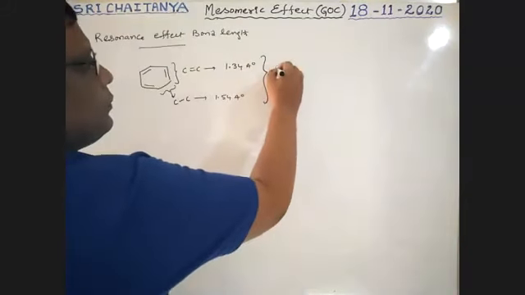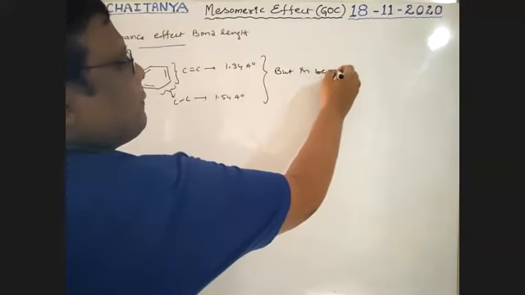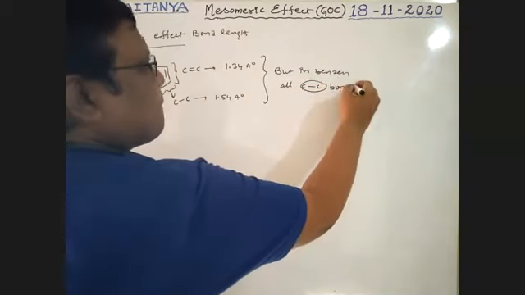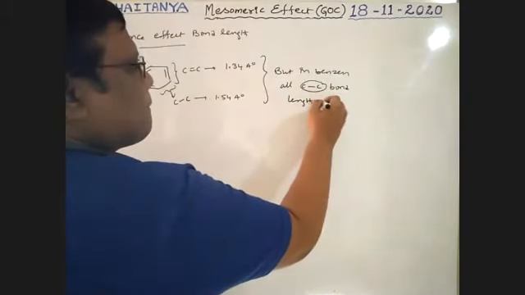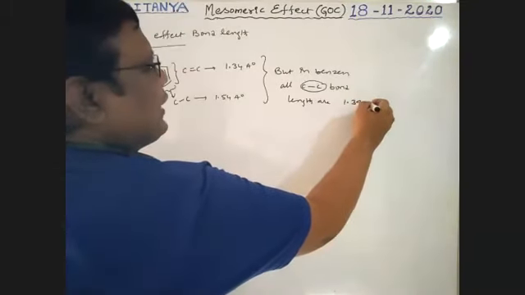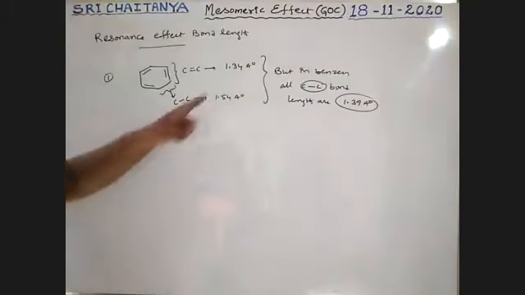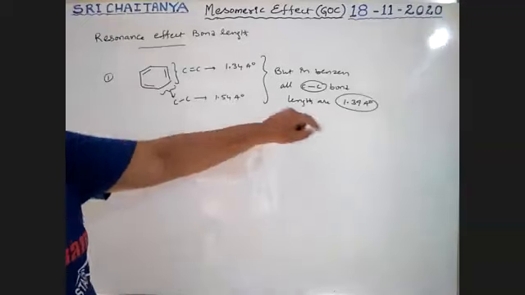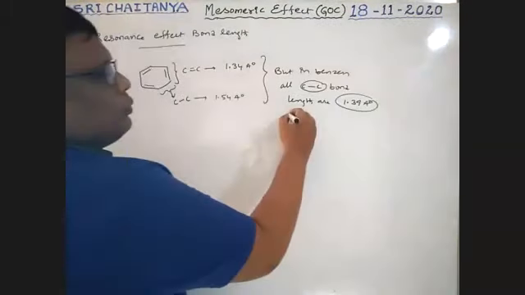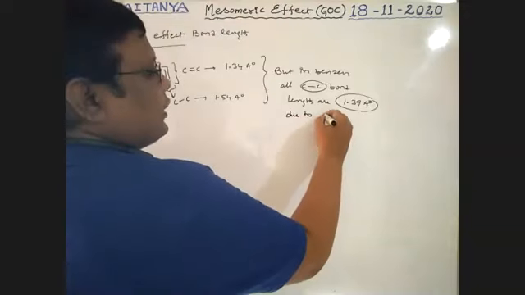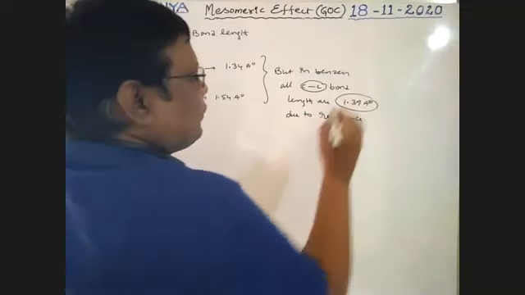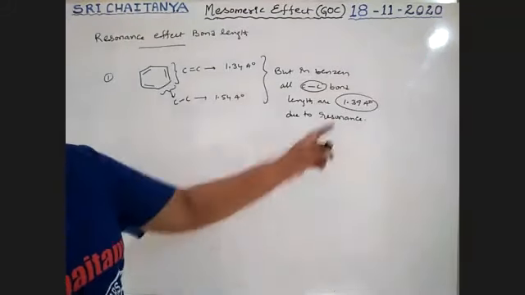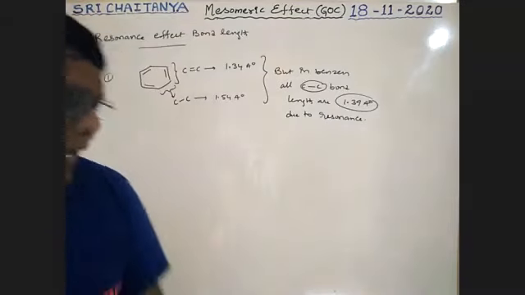But in benzene, all C-C bond lengths are 1.39 angstroms. That is more than double bond length and less than single bond length. So it is 1.39 angstroms due to resonance. Therefore, CC bond length in benzene is 1.39. Next, one more example.